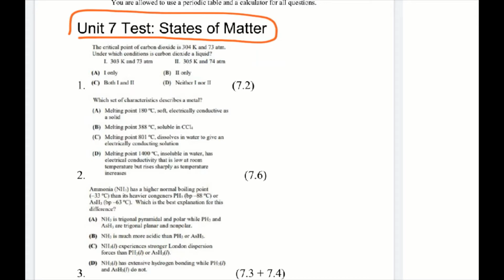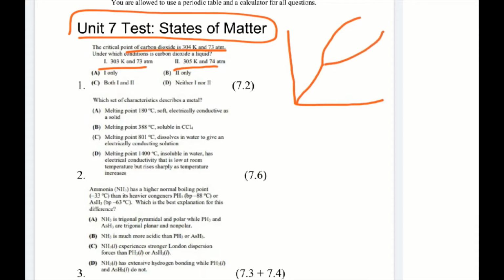The critical point of carbon dioxide is 304 Kelvin and 73 atms. Under which conditions is carbon dioxide a liquid? So they give us two conditions, and at first this might be confusing because we don't have any diagrams, but why don't we just draw our diagrams? So let's make our diagram, and if you remember, the solid state of carbon dioxide is denser than the liquid state of carbon dioxide, so the slope of the solid liquid boundary will be positive. And the phase diagram might look like that.